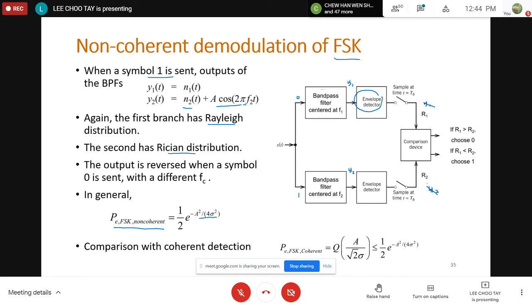We compare this with coherent detection, which is Q of A over root 2 sigma. If you compare these two, for non-coherent detection the probability of error is slightly worse because it's bigger. Again, this is only true for small values of A over sigma. If you use a bigger A over sigma, then these two numbers are pretty close to each other.